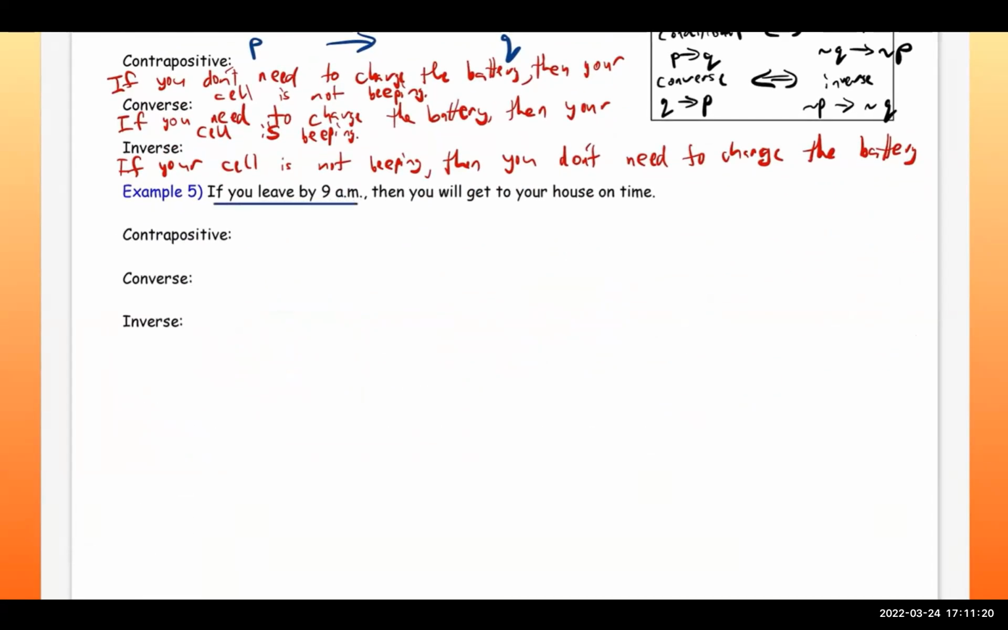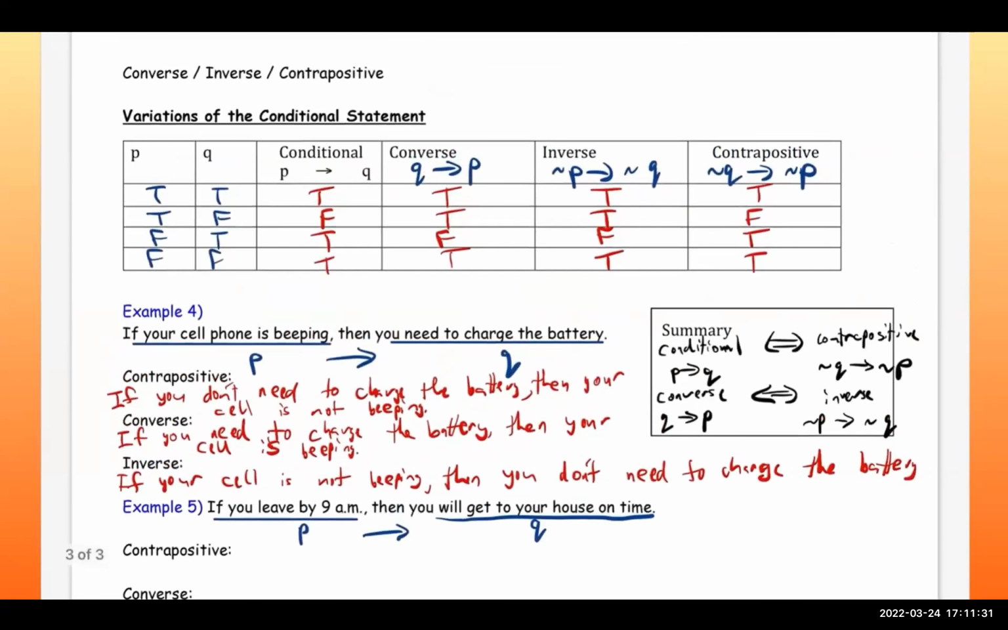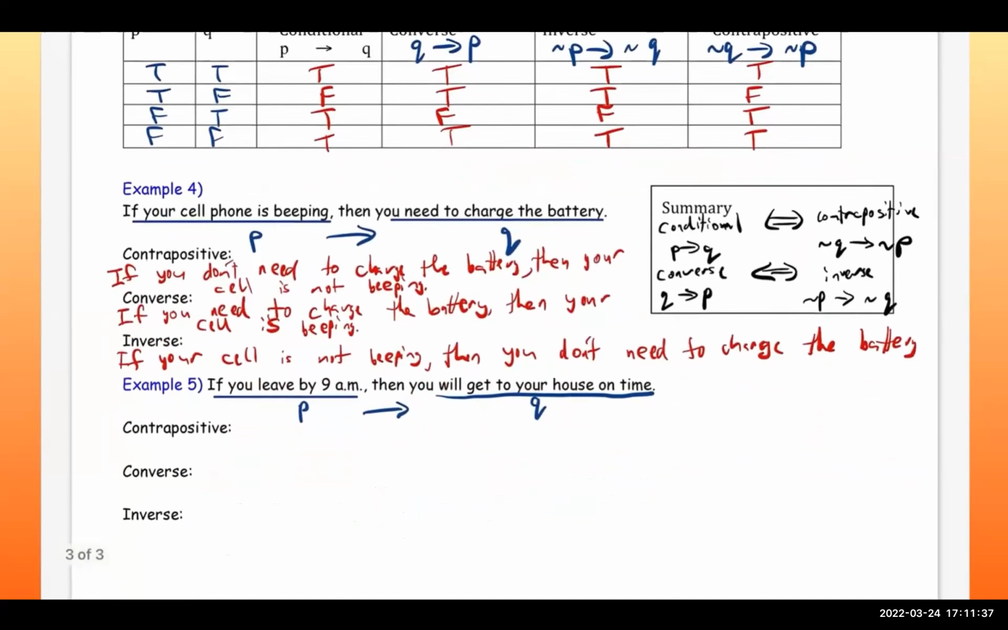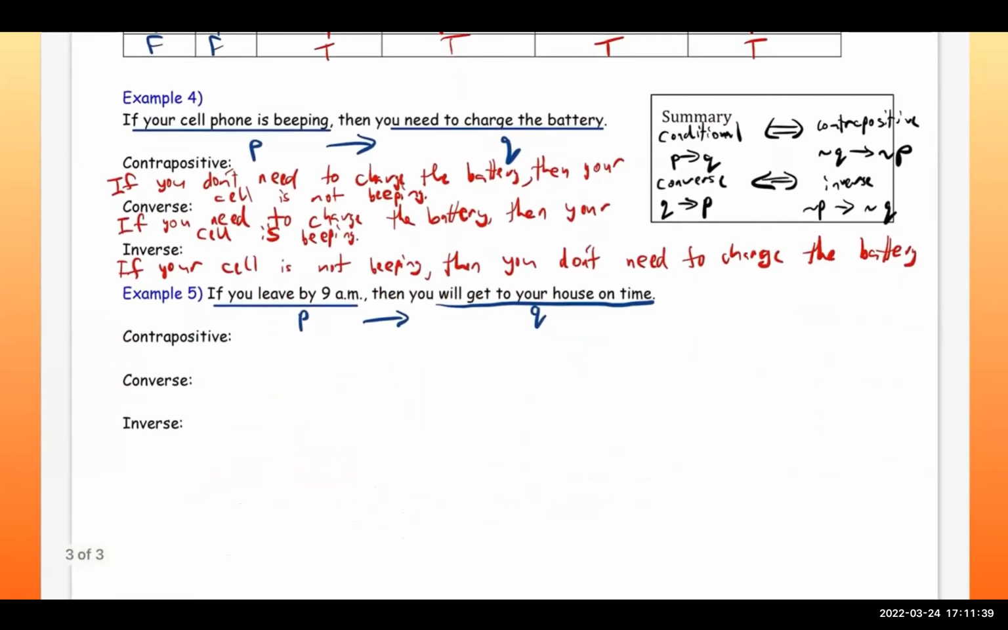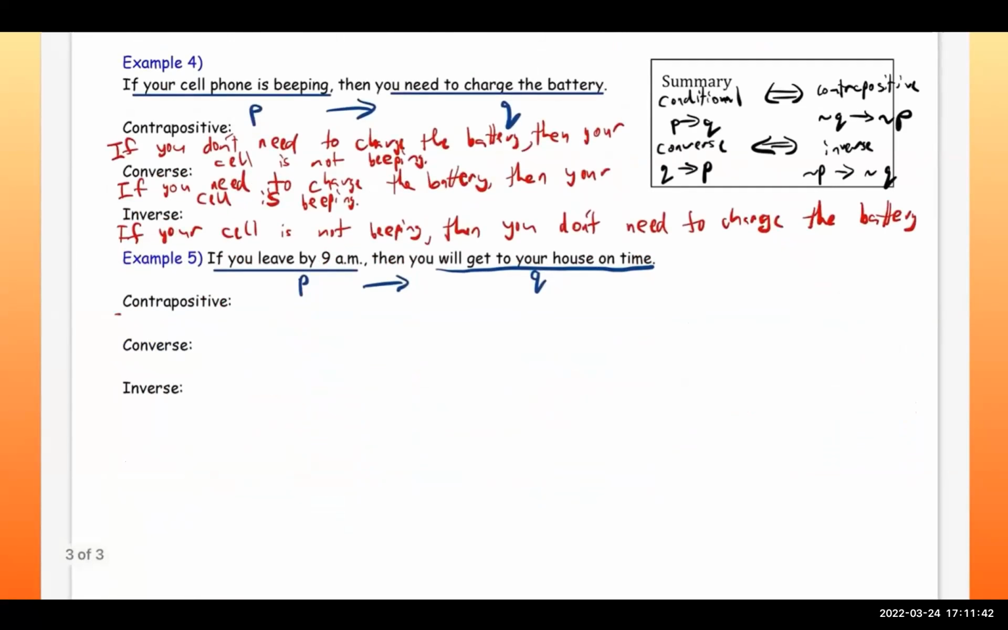All right, so let's start with the contrapositive. The contrapositive is here, if not Q, then not P. If not Q, so if you don't get to your house on time, then not P. Then you didn't leave by 9.